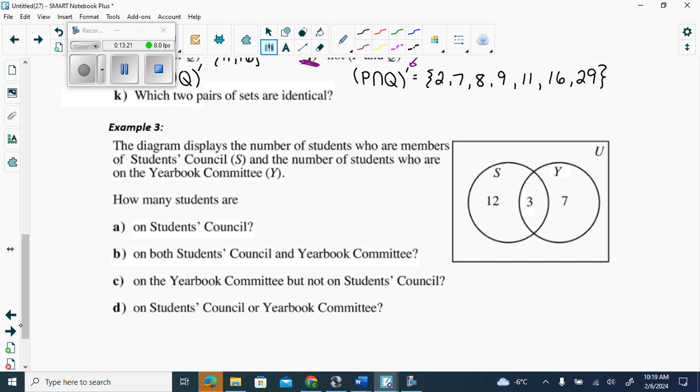So some people will tell me the answer is only 12. It's not. That's the people who are only on student council. I want all the student council kids. So how many is it? There's 12, right? There's 3 in student council. They happen to be on yearbook. Don't really care. And 12. So it's going to be 12 plus 3, which is 15. If they ask for student council, I state if they're on student council. So they're on yearbook, too, cool. That doesn't really matter. I just want all the ones that are student council.